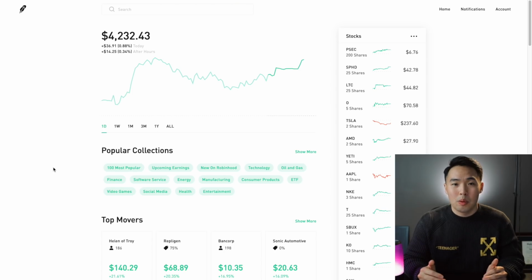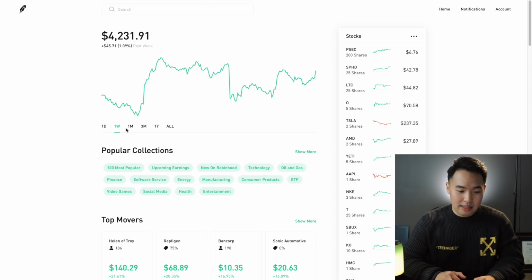When it comes to Robinhood on the website, it is very similar to the mobile app. All the branding is the same, all the colors are the same, all the little lines and all the numbers, all the fonts, they're all the same. So all the branding comes across, and you can tell that this is Robinhood.